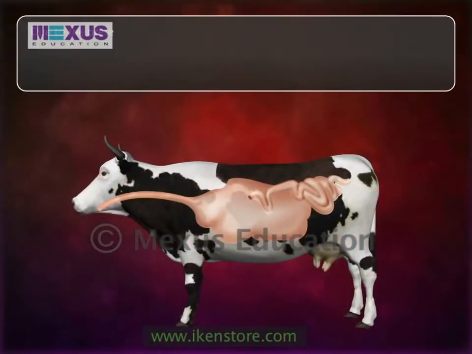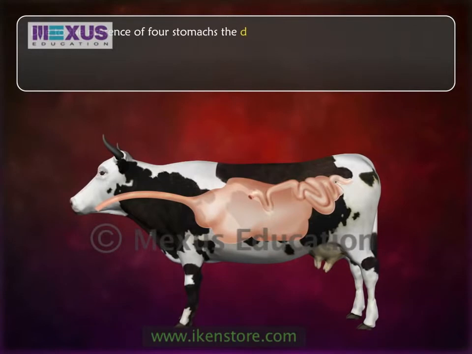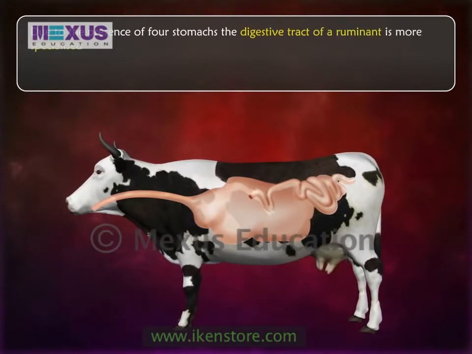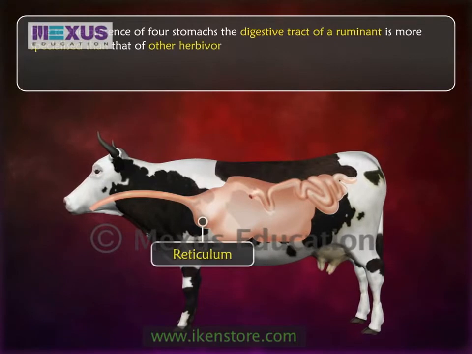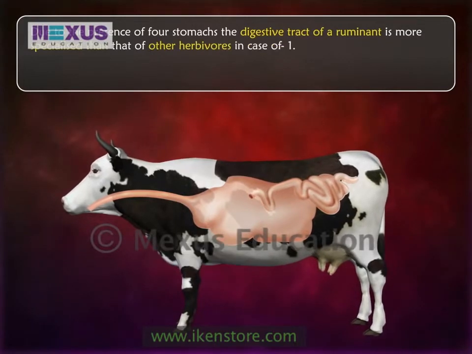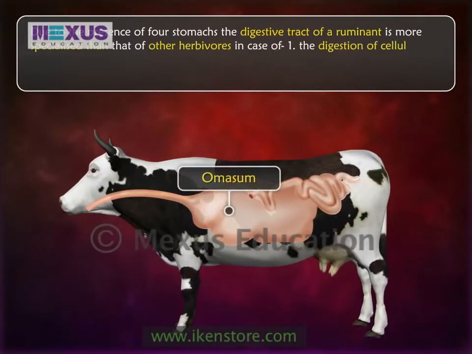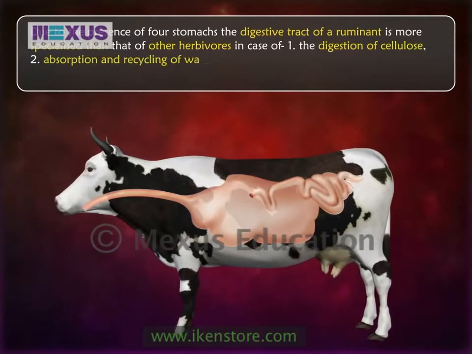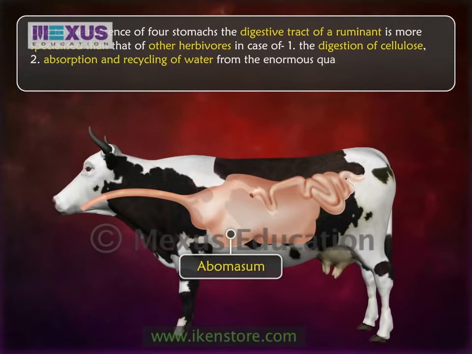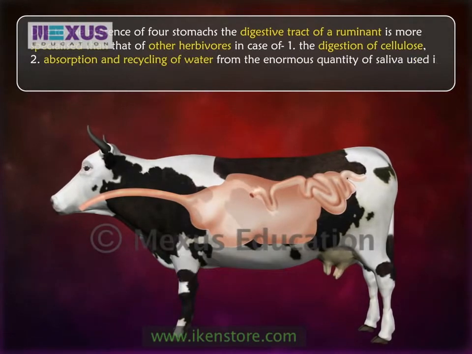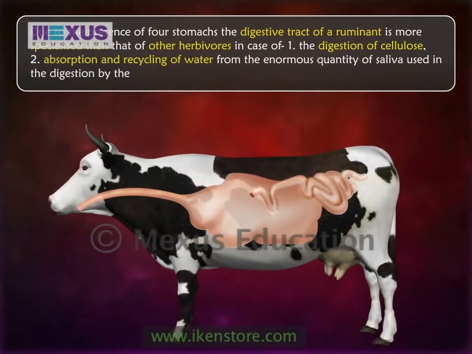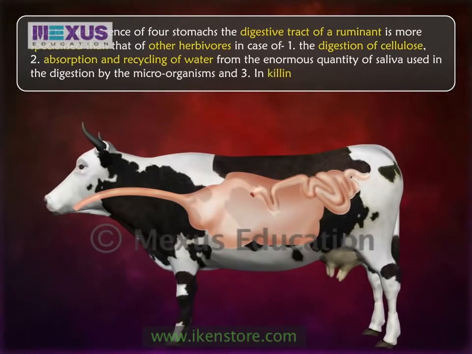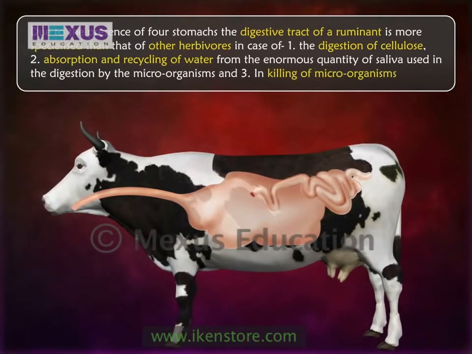Due to the presence of 4 stomachs, the digestive tract of a ruminant is more specialized than that of other herbivores in case of: 1. The digestion of cellulose, 2. Absorption and recycling of water from the enormous quantity of saliva used in the digestion by the microorganisms, and 3. Killing of microorganisms by acids.